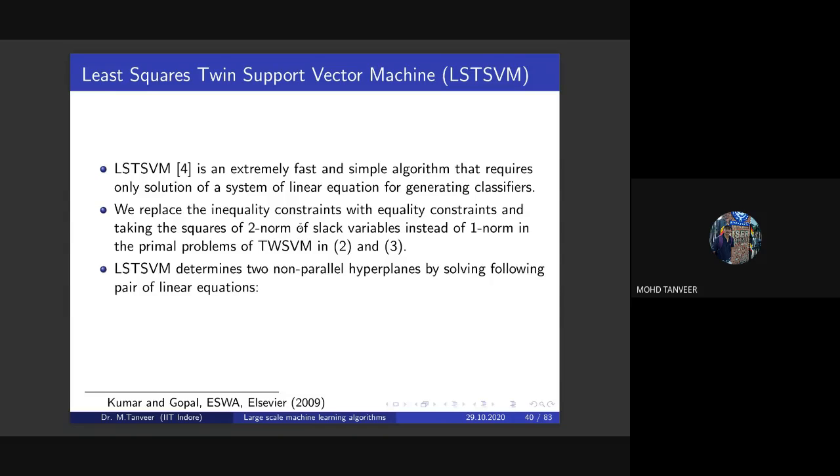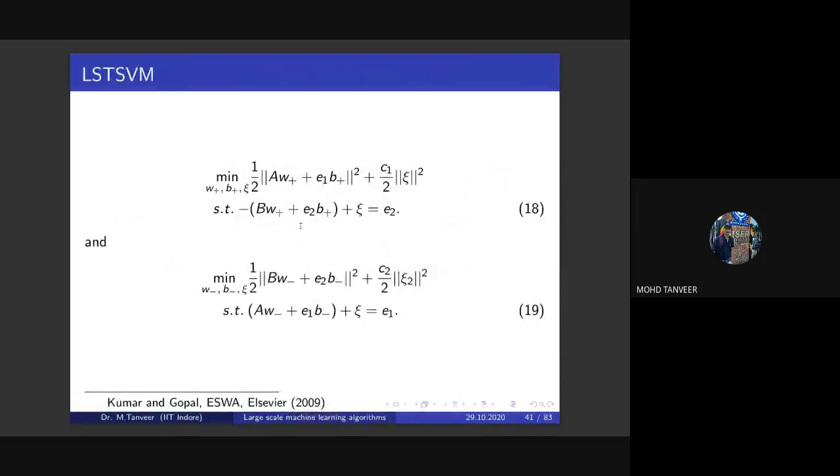Kumar and Gopal, in Expert Systems with Applications, resolved this issue for Twin SVM and proposed a least square version. This algorithm is extremely fast and simple. It again solves a system of linear equations. You can see it's very simple. The idea is quite simple, but the outcome is really nice.